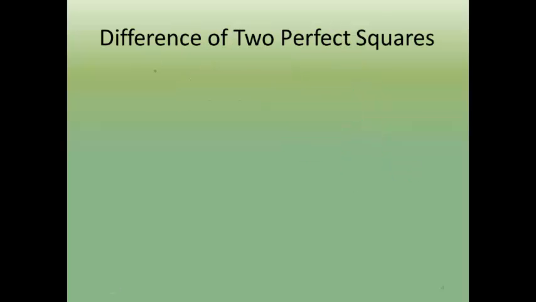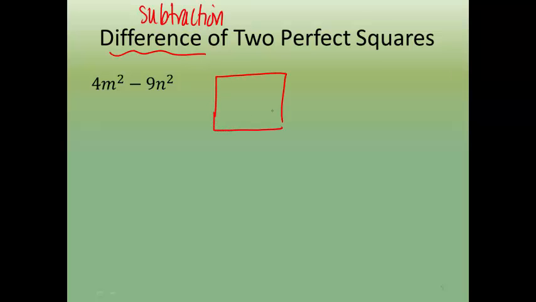So we're going to talk about the difference, meaning subtraction, of two perfect squares. The first one is 4m squared minus 9n squared. And we're going to set this up in the reverse order of the Punnett square, where this piece goes in the first box, 4m squared, and the second piece, the negative 9n squared, goes right here.